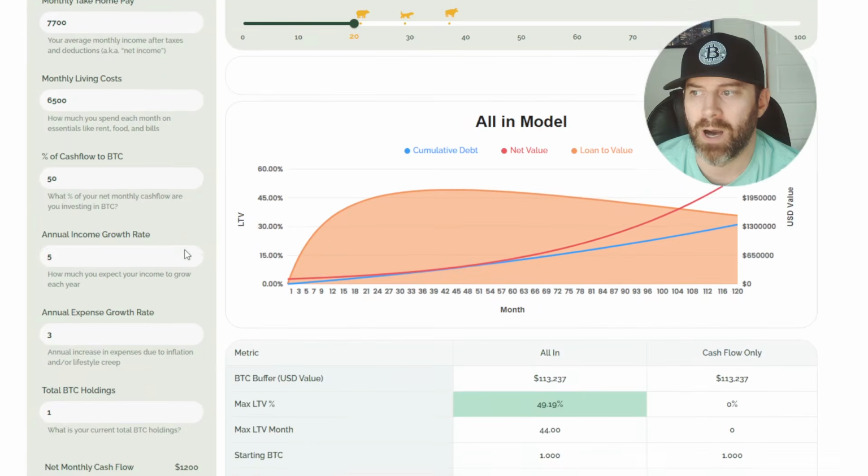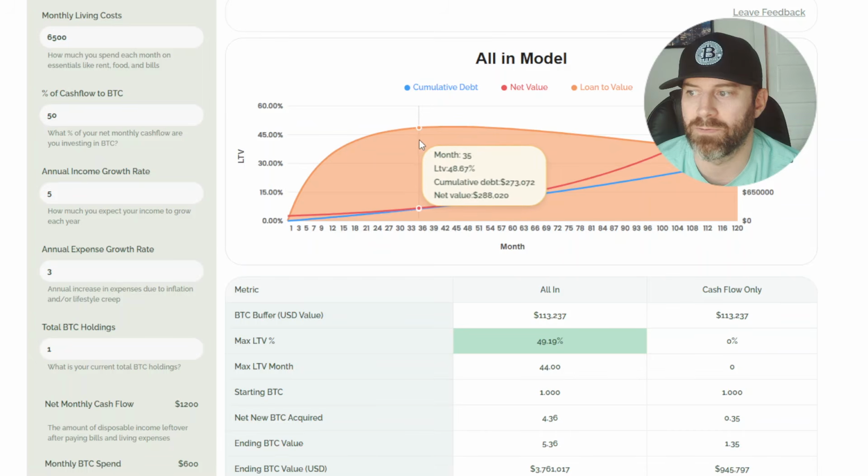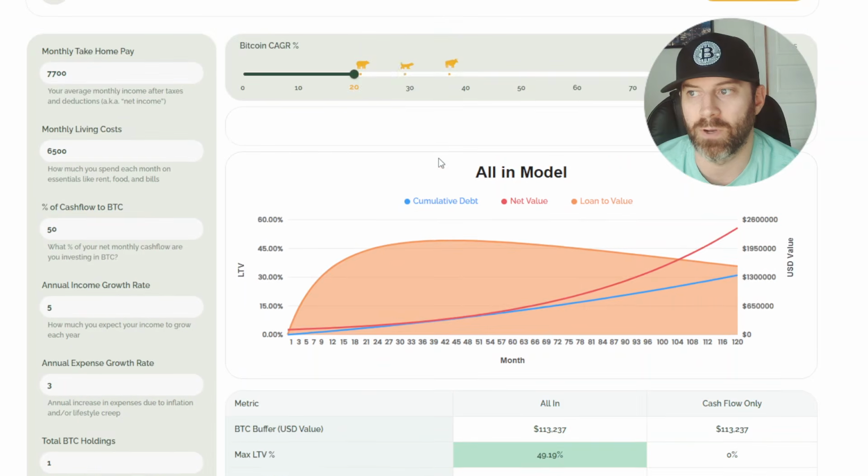And using this model, you can see, well, my LTV is never going to get higher than 49%, assuming Bitcoin continues to grow at 20% growth compounding annually, right? Obviously that will fluctuate. Some years will be higher, others will be lower. That's the whole point of having a buffer, so that you have room to manage that risk and respond in the event of volatility.